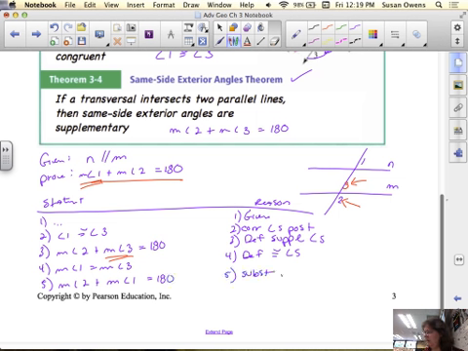Substitution property of equality. You can also call it transitive property of equality. And in this case, I'm done. You don't need to switch the measure of angle 1 and the measure of angle 2. It's the same, it equals 180. And so I am done with this proof.